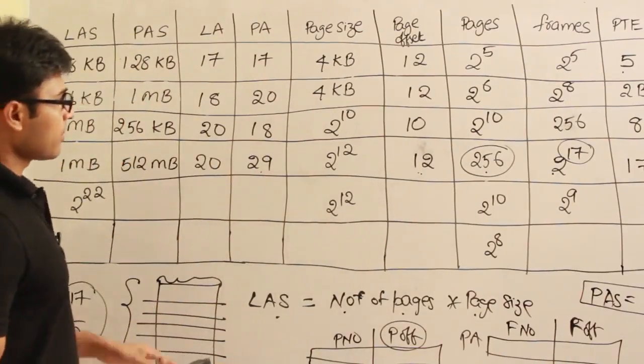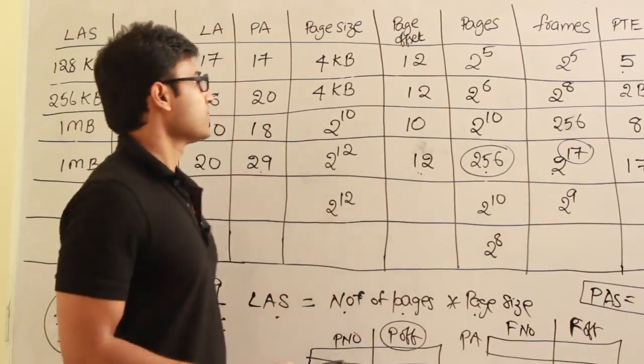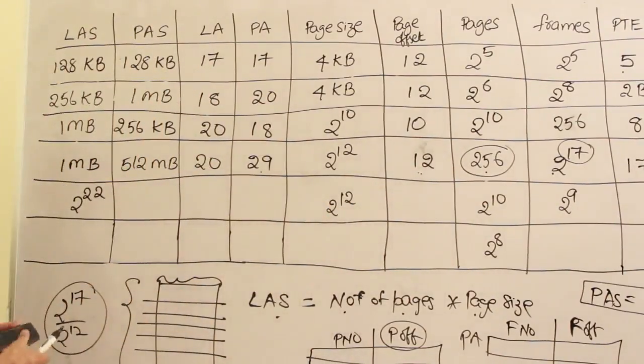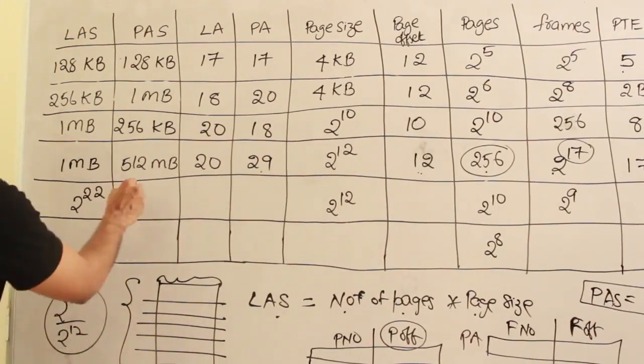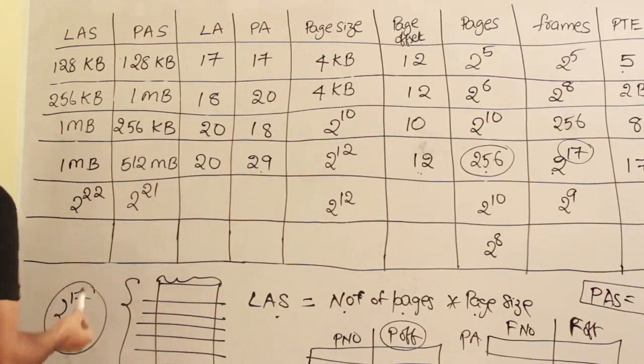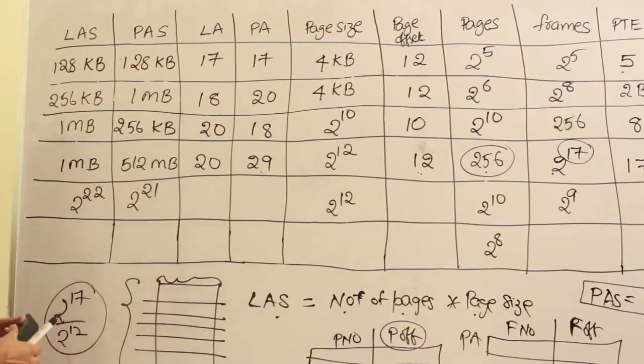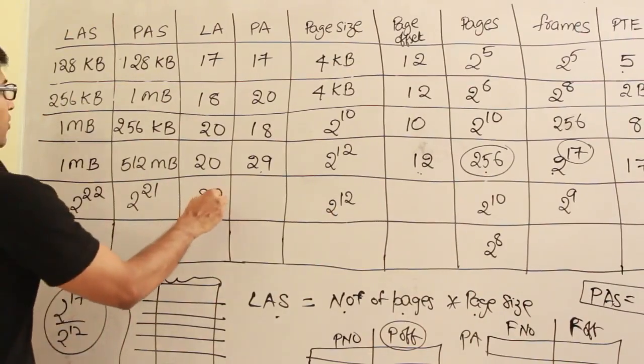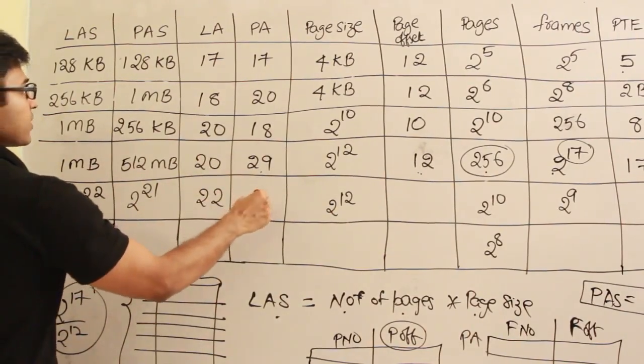So it is 2 power 12 into 2 power 9. Then I get the physical address space. Then how much is this? 2 power 21, isn't it? And then what will be the logical address? Logical address will be 22. What will be the physical address? Physical address is 21.